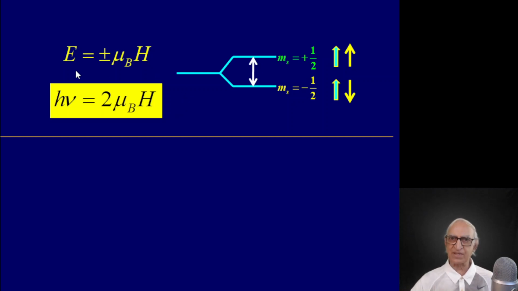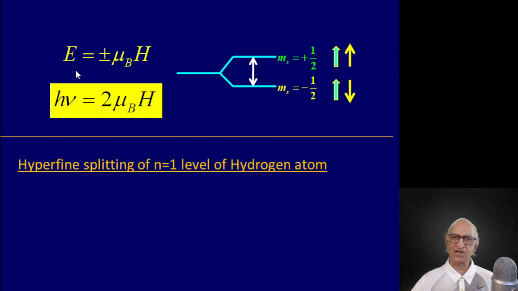But we are not talking about an external magnetic field. We are considering the ground state of a hydrogen atom. The electron is in n equal to 1 level of the hydrogen atom. It has a ground state energy of minus 13.6 electron volt. Now here is the problem.